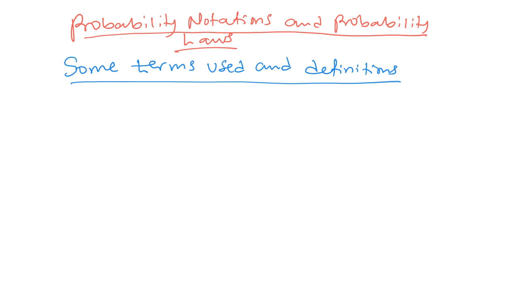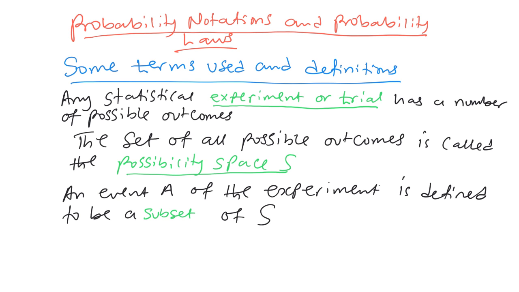Let's talk about probability notations and probability laws. We're going to begin with some terms used and the definitions. These are specific terms that we must get ourselves used to. We make them part of our lives as we study probability. So these are some of the terms that we must get ourselves acquainted with as we go on with probability.